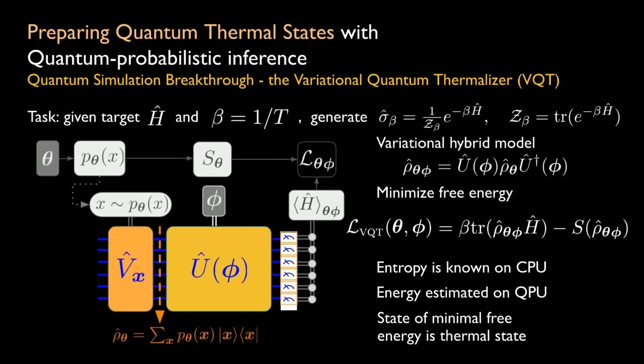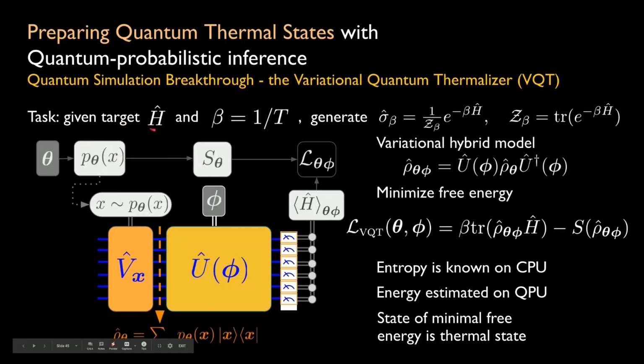The VQE, variational quantum eigensolver, is one of the most popular methods. So here we present the variational quantum thermalizer, which in its most general form has a probabilistic neural network, something that outputs a parameterized distribution. You sample it, and then you control some bit flips, as we saw, you apply the unitary, and that's the output of your model. At this point, you're trying to get a thermal state output.